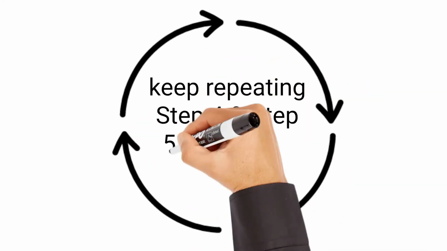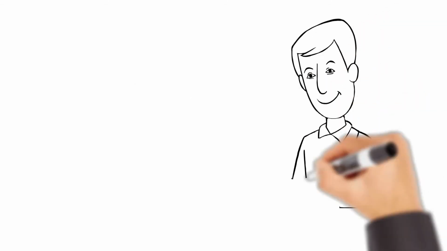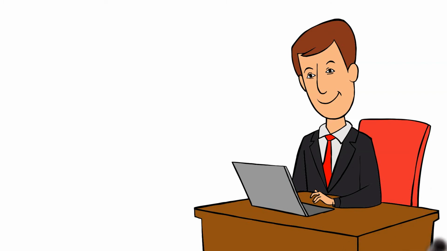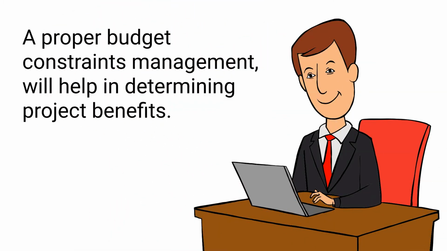Also, the experience from past projects should be taken into consideration. Validating the cost assumptions is the key to success in budget management. It's always good to dig for information and see whether your costs match with successful projects done in recent years. A proper budget constraints management will help in determining projected benefits. This way, the project manager can justify the whole work and all the costs involved in the project.